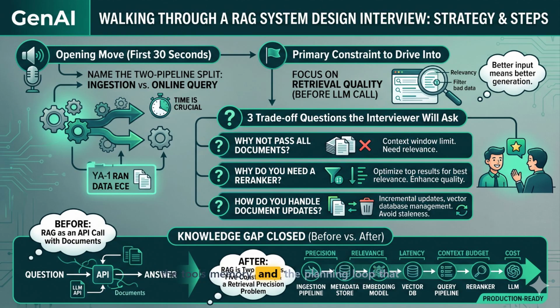We'll cover the tools, memory, and the planning loop that lets an agent decide when to use your system and when it needs to search the web instead.